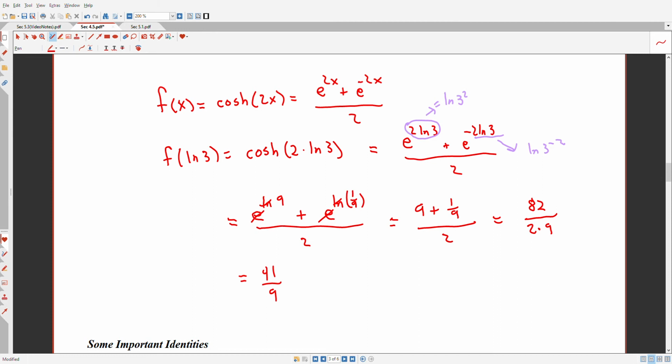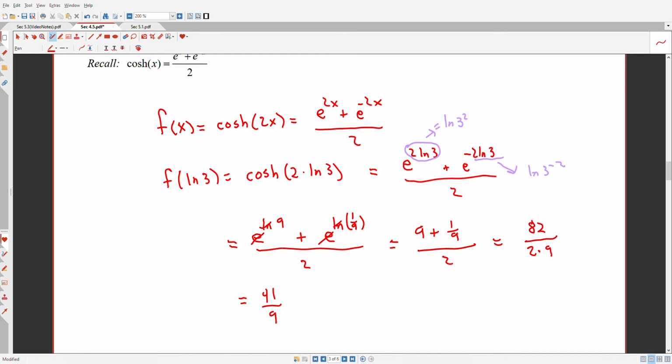Right, so I plugged into this function what we would normally think of as a kind of strange number, 2 times the natural log of 3, and I got a nice whole number out. This isn't too different from taking a regular weird trig function like cosine and plugging in a weird input like pi over 4 to get an output you can actually write down.